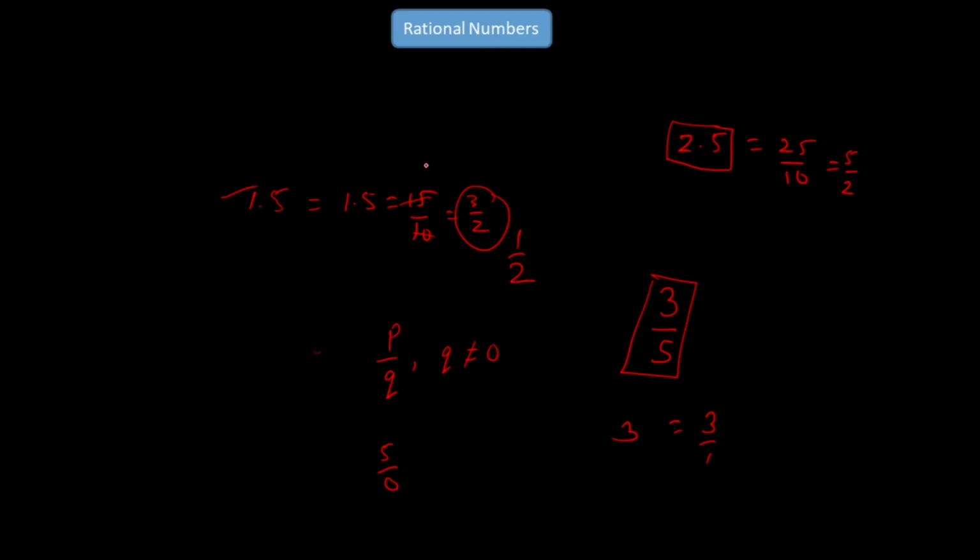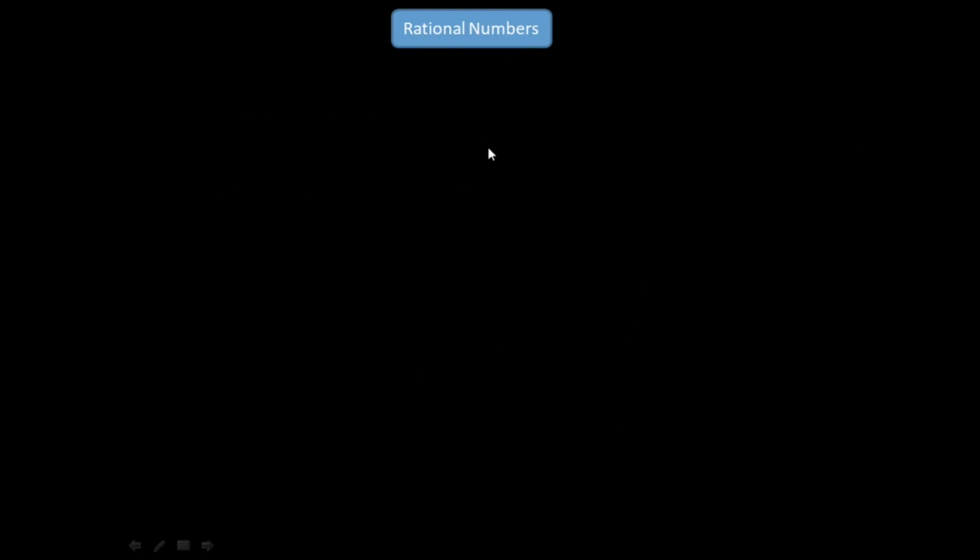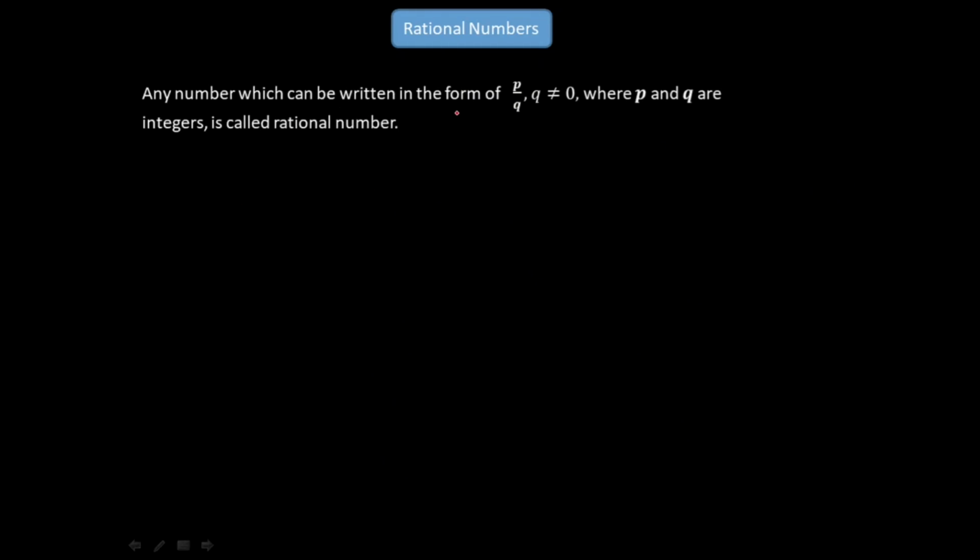So based on all these examples, there are two definitions of rational numbers. What are these? Let's see. Any number which can be written in the form of P over Q, where Q should not be equal to 0, and P and Q both are integers, obviously is called a rational number. Let me take a few more examples. 3 over 5. This is a rational number because Q is not equal to 0.